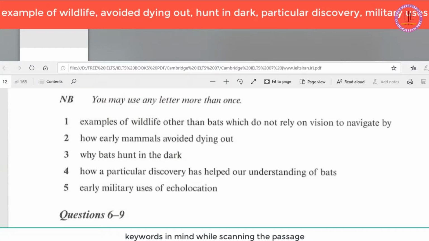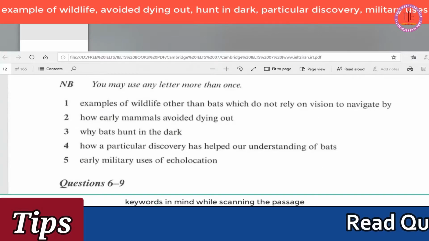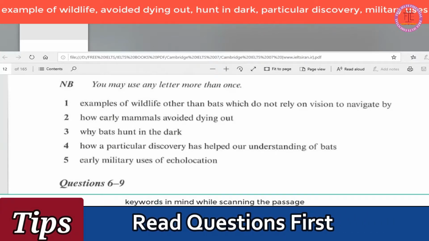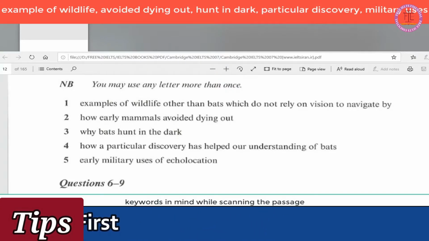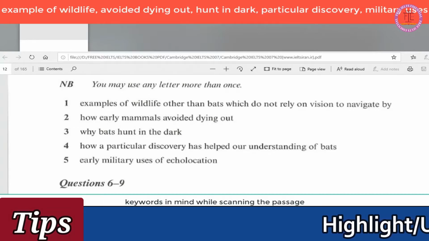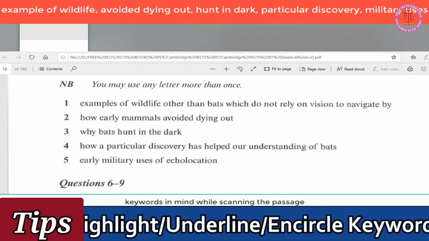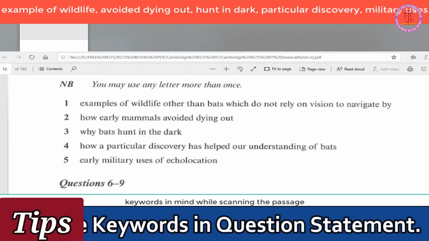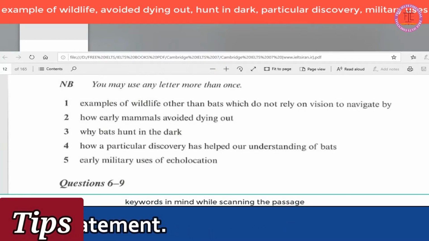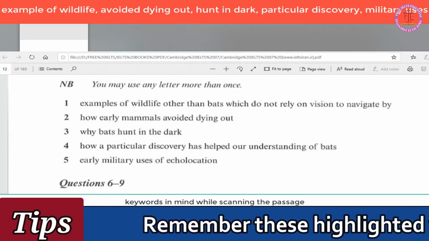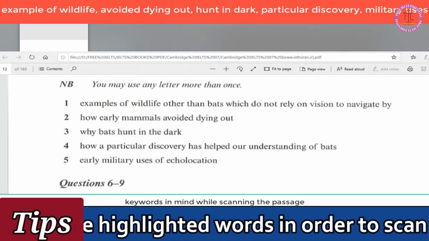So these are the 5 questions, and the 5 words which I would select from each statement: the first is example of wildlife. It could definitely be types of animals. The second one is avoided dying out. This word I would pick out because it could be the same word or just a synonym, words or phrases with the same meaning. The next one is hunting in the dark. And then the other one is particular discovery. My focus is particular discovery. And the next one is military uses.